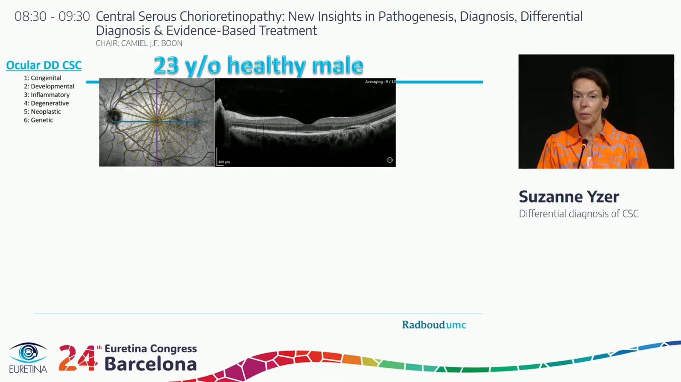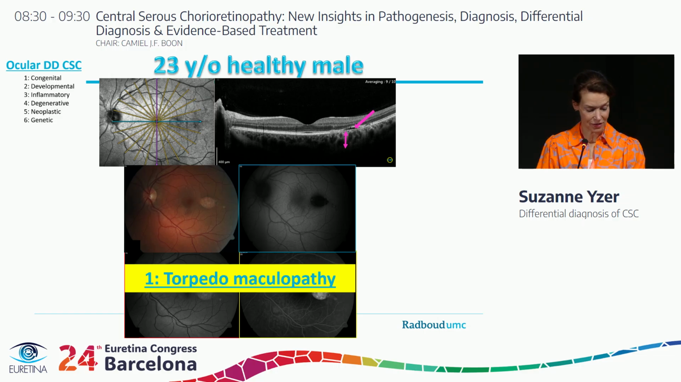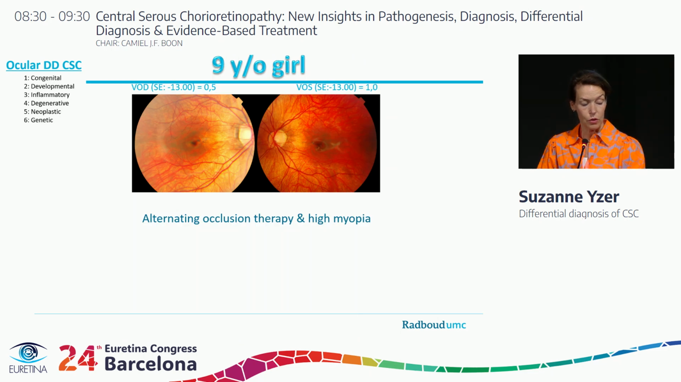So this is the first case, a 23-year-old healthy male who just happened to come in because of his family history of glaucoma, and the resident saw this subretinal fluid, and the patient was referred because of central serous chorioretinopathy. Indeed, there is subretinal fluid there, and maybe some changes in the choroid, but if you look at the fundus, we usually do multimodal imaging in central serous chorioretinopathy. I'm not sure that in this case this was really necessary, because if you look at the fundus, you can already see what the diagnosis is, and this is a torpedo maculopathy.